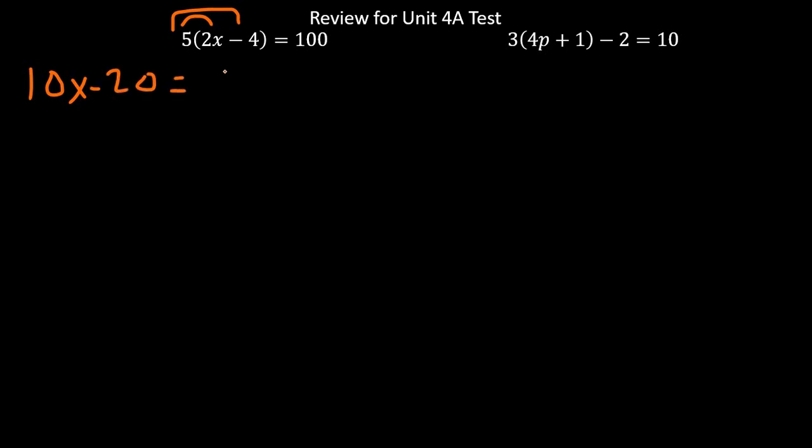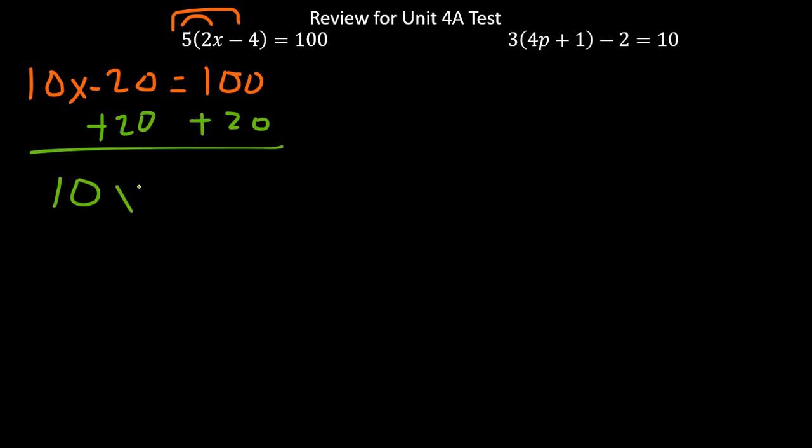Now, hopefully, you can do this for sure. This is just a two-step equation now. So we're going to get rid of the stuff that's on the same side of the letter, but not touching it. That's the negative 20. So we add 20 to both sides. That's going to give us 10x equals 120. 10x means 10 times x, so we're going to divide both sides by 10. x equals 12.